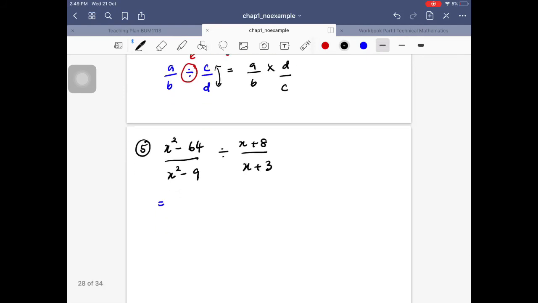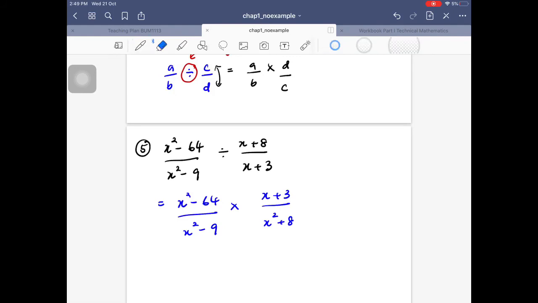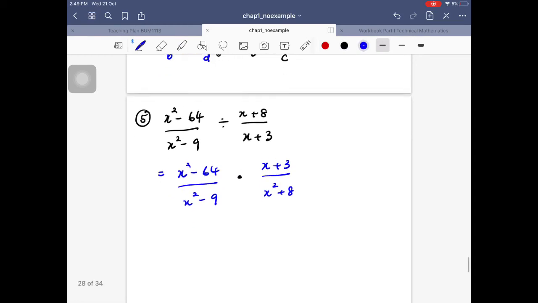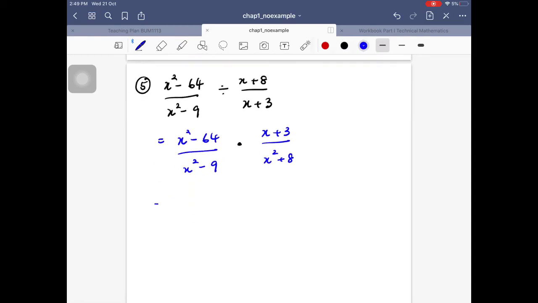So for this case, I'm going to have x squared minus 64 over x squared minus 9, multiplied by x plus 3 over x plus 8. So don't confuse this: this is not the letter x, this is actually multiplication. Let's put a dot instead so it doesn't confuse you. Now I'm going to start simplifying.